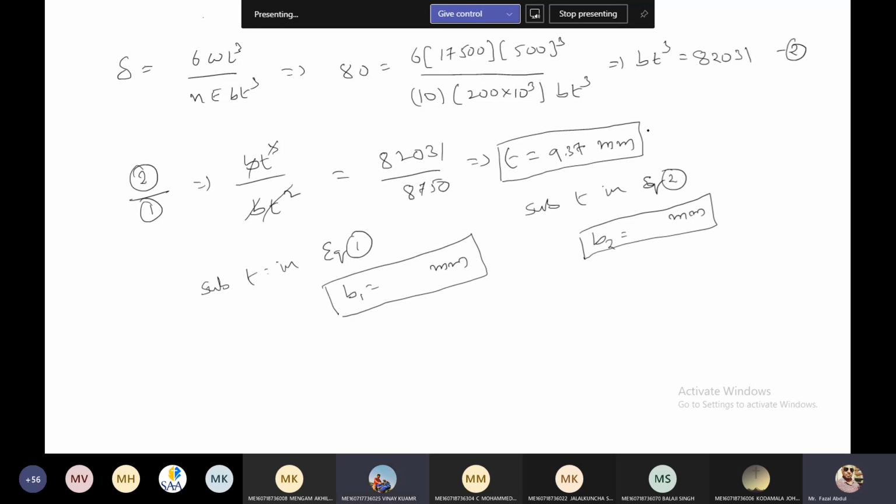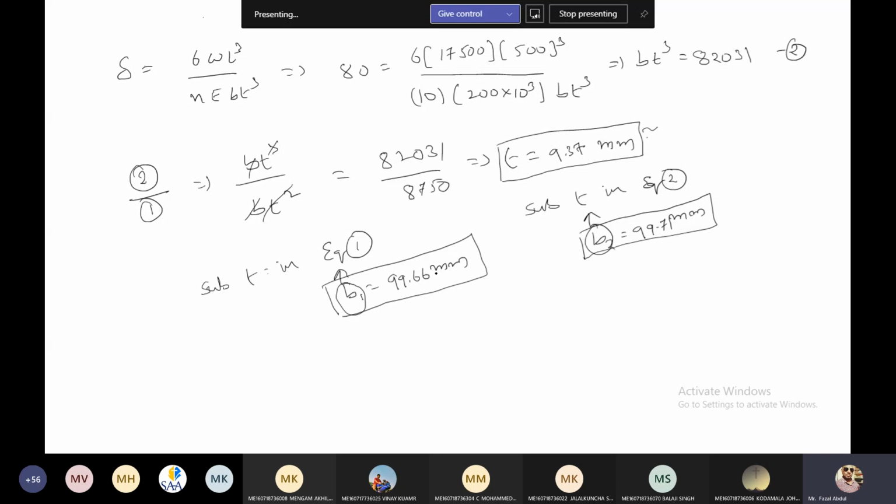So with 9.37, for B1, 99.66. Now what is B2? 99.71. So we have two B values: B1 we got by substituting in the first equation, and B2 from the second equation.